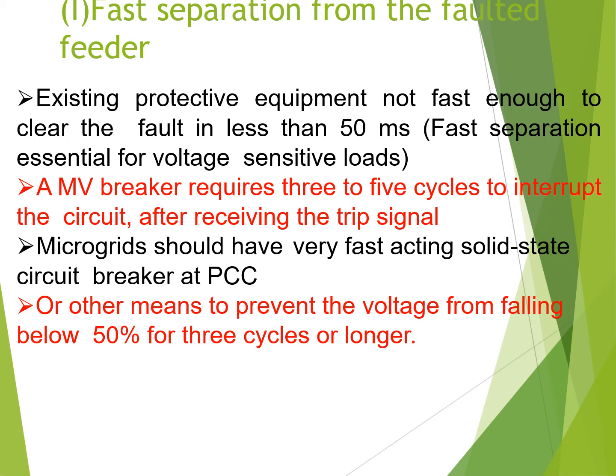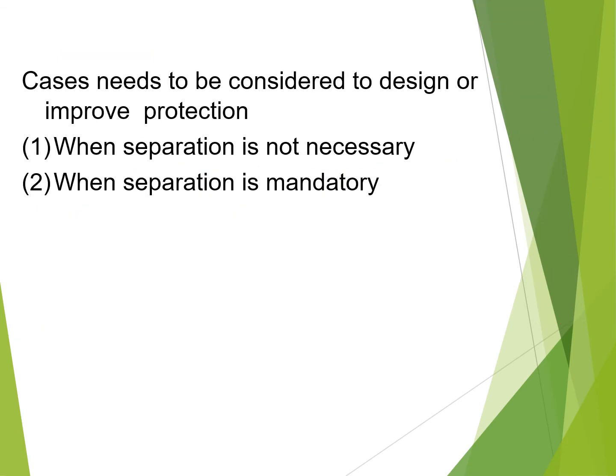So the microgrid should be very fast, and it does act very fast. There must be other means to prevent the voltage from falling below 50% for 3 cycles or longer. The cases to be considered to design and improve protections are when separation is not necessary and when separation is mandatory. So let's discuss the first case.